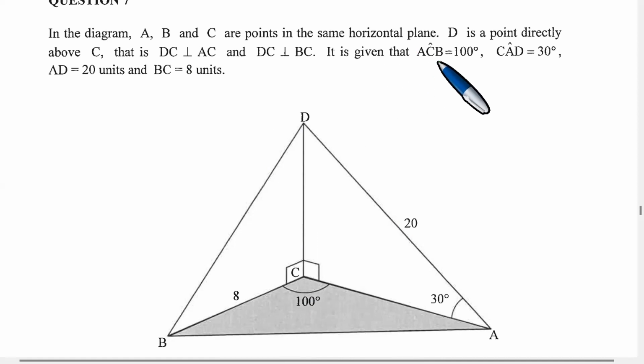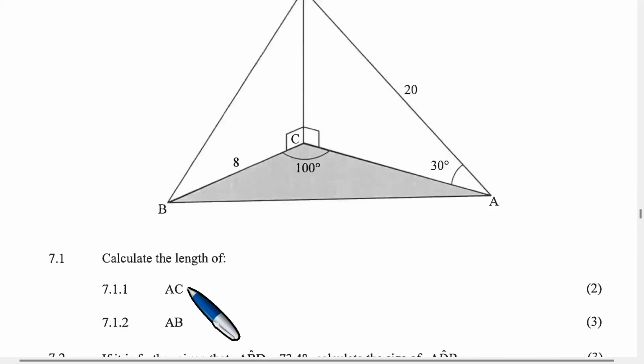It is given that ACB is 100 degrees, and CAD is 30 degrees. AD is 20 units, and BC is 8 units. Calculate the length of AC.